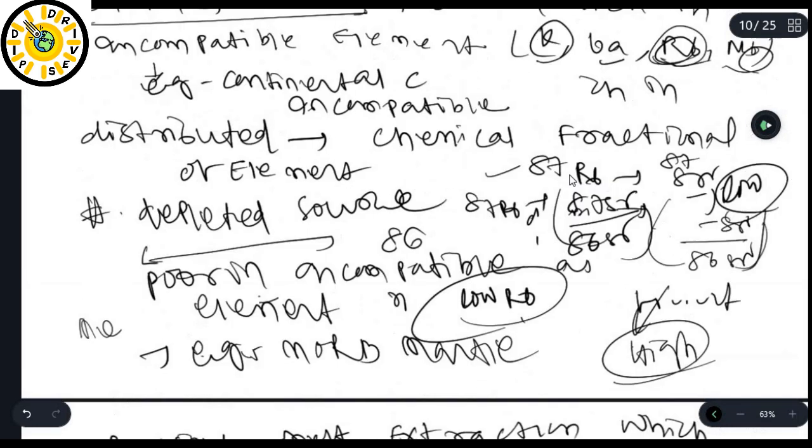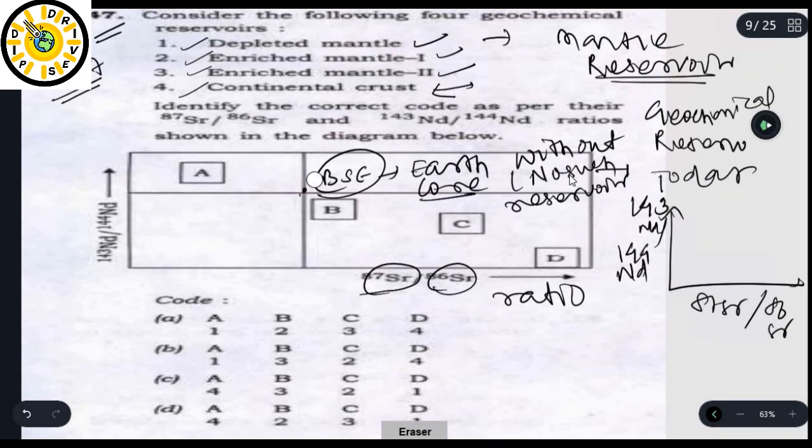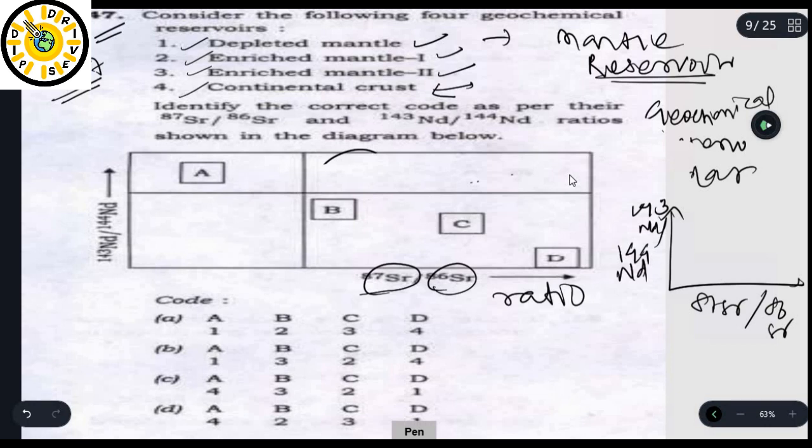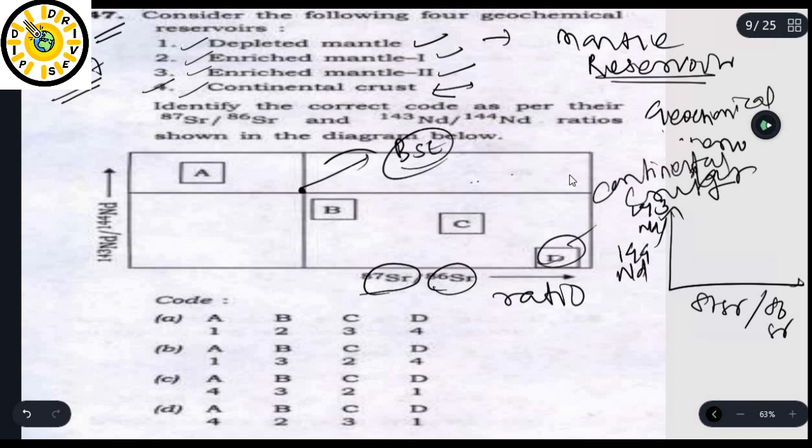Understood? So if you look back, see, it is the bulk silicate earth. This is the intersection point that represents the bulk silicate earth, okay? See, the D point is the continental crust. D is the continental crust, so D will be the 4. Why D is 4?